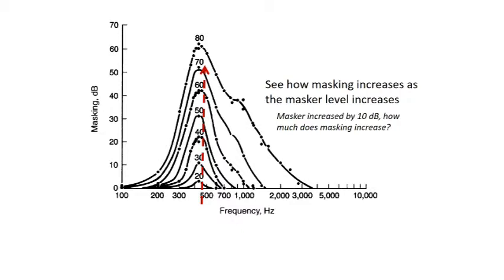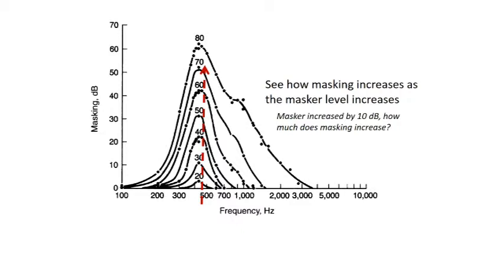One thing we consider here, as we did before and are doing again today, is something called the growth of masking. Meaning that as we increase the level of the masker, how much the masking actually grows. So that's called growth of masking.